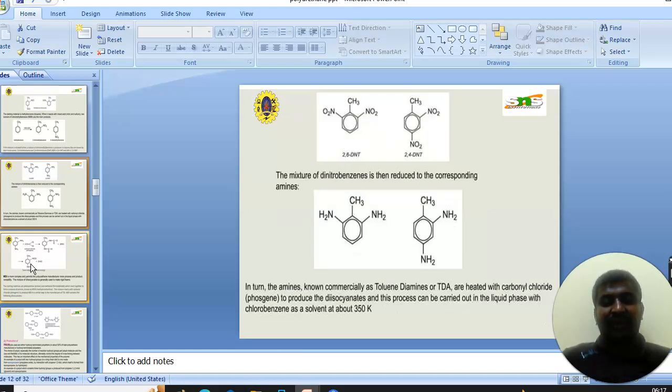The mixture of dinitro compounds is then reduced to the corresponding amines. In turn, the amines, known commonly as toluene diamines or TDA, are heated with carbonyl chloride to produce the diisocyanates. The process can be carried out in the liquid phase with chlorobenzene as a solvent at about 350 Kelvin.